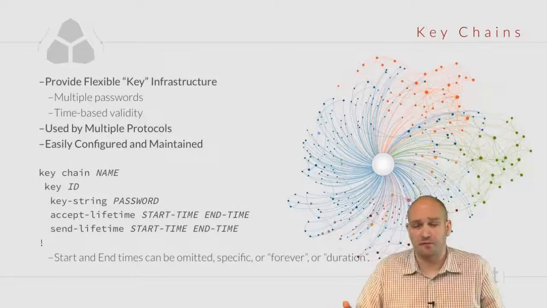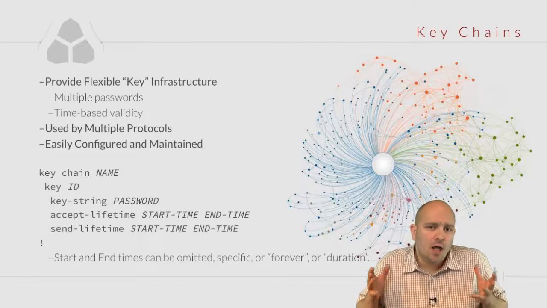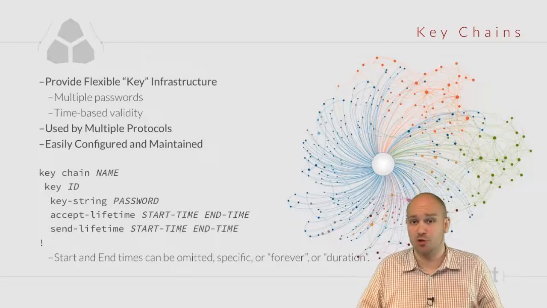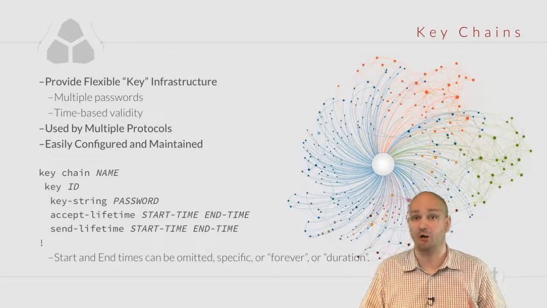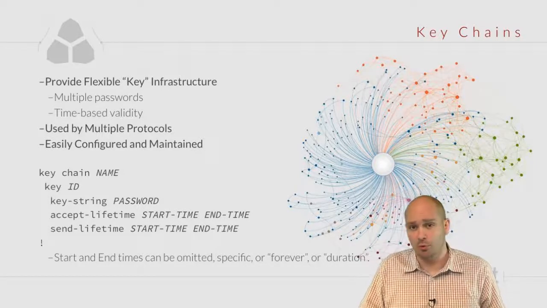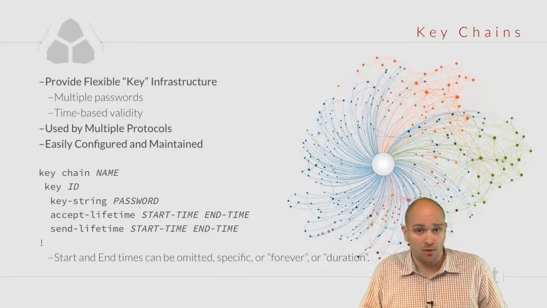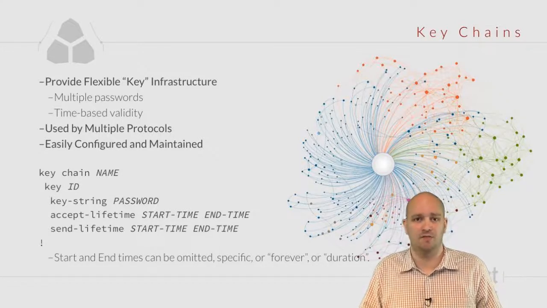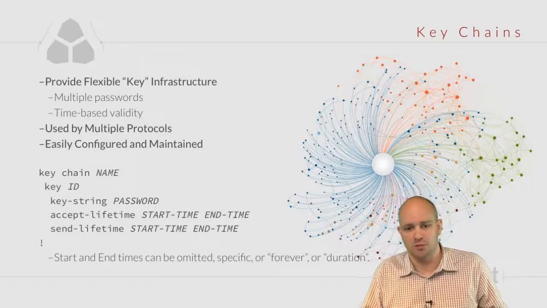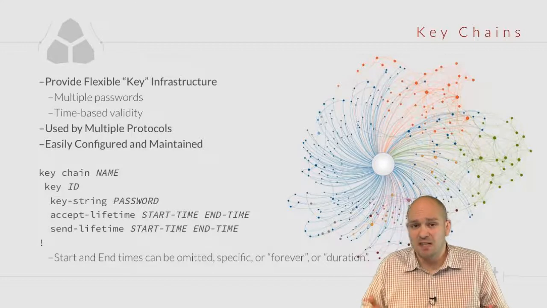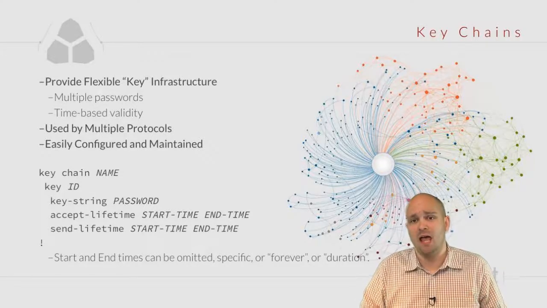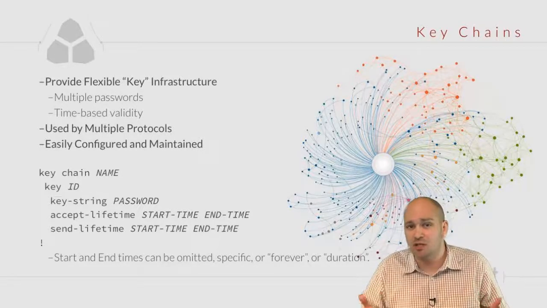So in their simplest form, keychains are an infrastructure to provide us with the possibility to use multiple passwords, and to use automatic rekeying, or automatic changes of passwords, at specific times. Now, much more importantly, the keychain infrastructure can be used by multiple protocols. That means that we can define a keychain and then use it by EIGRP or use it by some other protocol that can use keychains. Keychains are an easily configured, easily maintained, and much more scalable way than maintaining passwords individually on each individual interface.